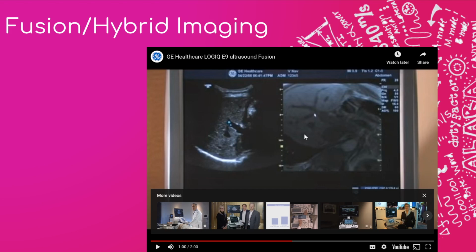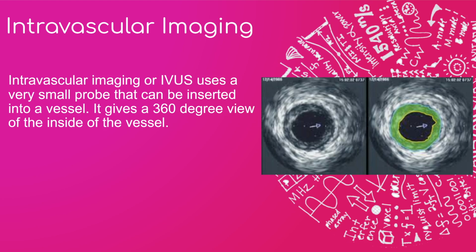Another type of innovation that has helped more on the vascular side of things is something called intravascular imaging, or IVUS. What this does is use a very, very tiny probe. Remember, we can get imaging or B-mode pictures with one crystal. So we really only need one crystal to get a picture, but there's a handful of crystals on the end of this very, very tiny probe. It is inserted through the femoral vein or through the femoral artery, and it can be driven through these vessels and gets a 360-degree view of the vessel from the inside.